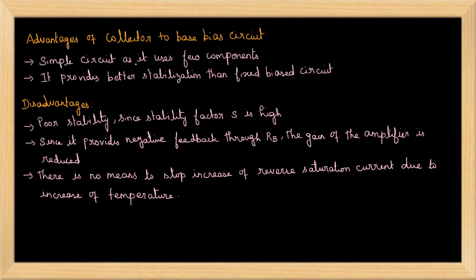These are the advantages of the collector to base bias circuit. It is a simple circuit as it uses few components and it provides better stabilization than the fixed bias circuit. When we see the disadvantages, it provides poor stability since the stability factor S is high in the circuit. Since it provides negative feedback through RB, the gain of the amplifier is reduced. There is no means to stop the increase of reverse saturation current due to increase of temperature.